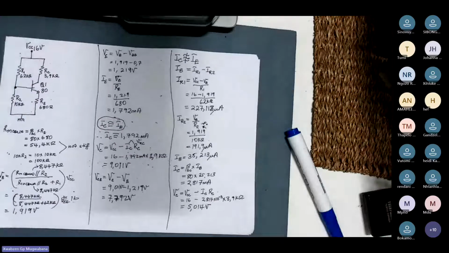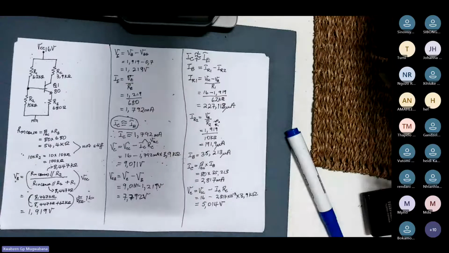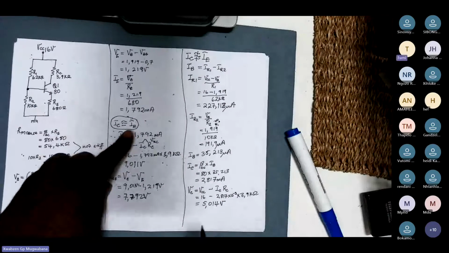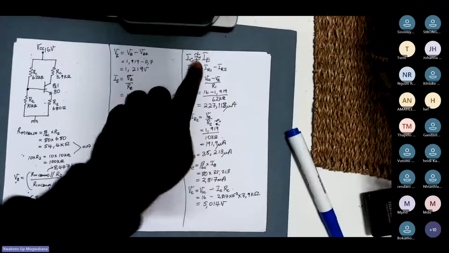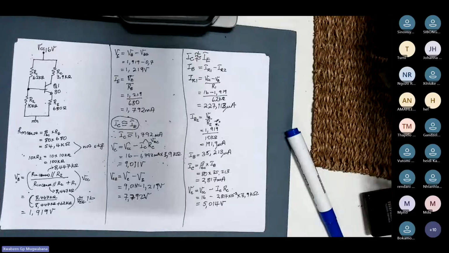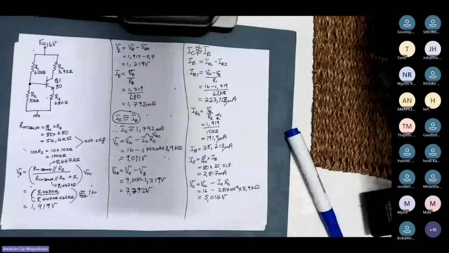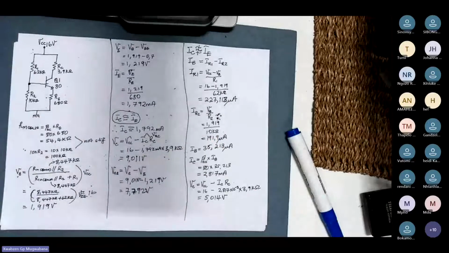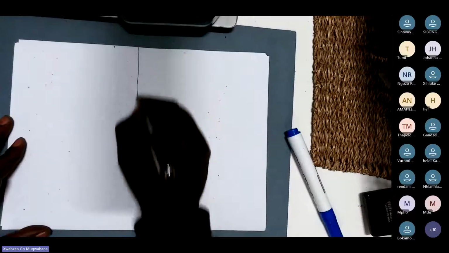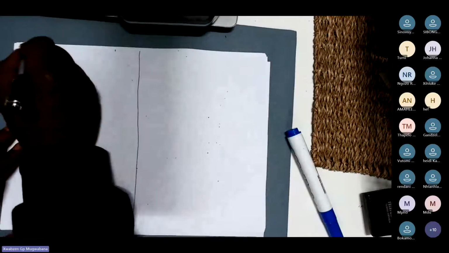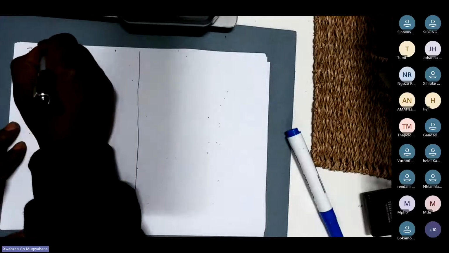Up to so far, are we together? This is when IC is equivalent to IE, and this is when IC is not equivalent to IE. This is what we got. Now, I'm going to remove this, put it aside. Then let's see if these will work within the collector characteristic curve. First I'm going to do the condition when IC is equivalent to IE.